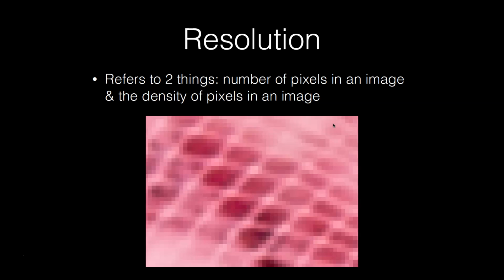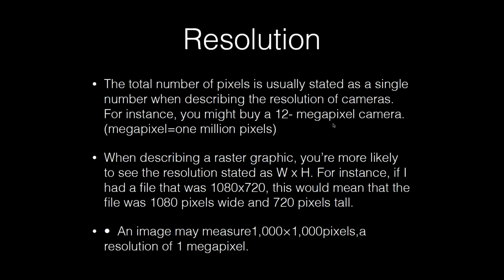So when we talk about resolution with digital imagery, it refers to two things: the total number of pixels, and the density of pixels. So resolution has two terms. When we talk about resolution, we could be talking about a whole bunch of different things, which can be very confusing.